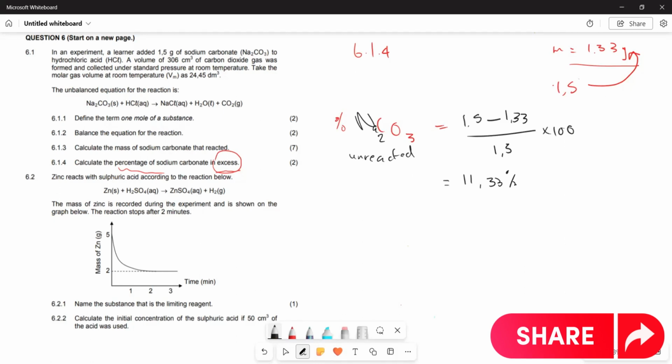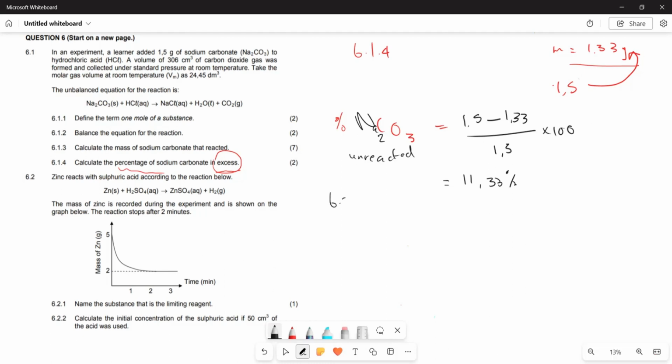Now let's swiftly continue to 6.2. This is correct. Now let's look at 6.2. In 6.2, they say zinc reacts with sulfuric acid according to the reaction. The mass of zinc is recorded during the experiment and is shown in the graph below. The reaction stopped after 2 minutes. The first question: what is the limiting reagent?